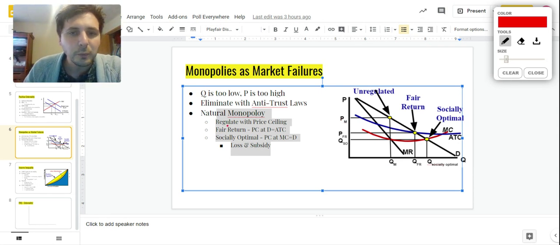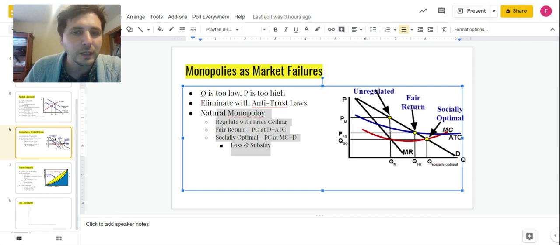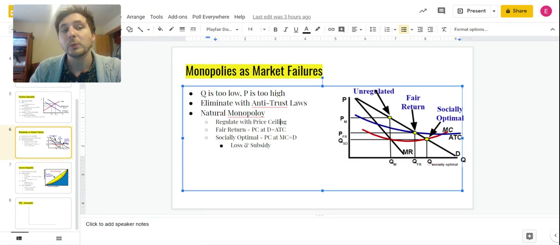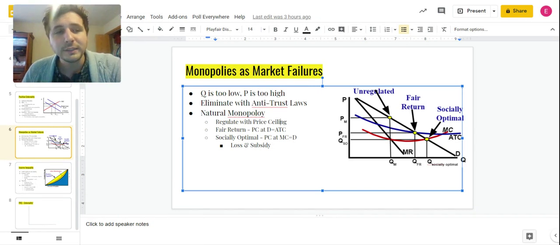We regulate. We regulate with a price ceiling. We do not, under any circumstances, regulate with a tax. The reason we don't is that it will limit supply, increase marginal and average total costs, and reduce the quantity being produced, which is the opposite of what we're trying to do. The price ceiling will actually increase quantity as a result.